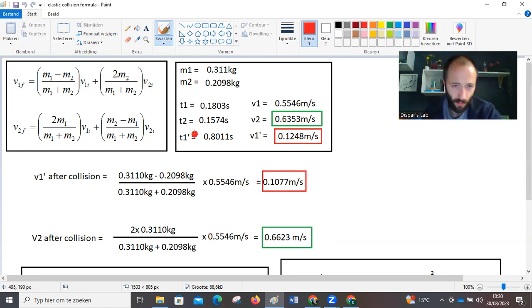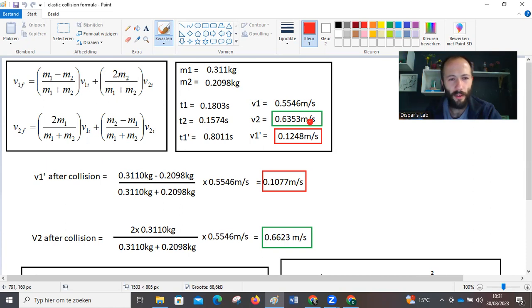Okay, so now the second card after collision. This is the actual result. And when I do the calculations, the predictions, we get 0.6623 meters per second. So the prediction is 0.6623, and the result is 0.6353, a difference of 0.03. Also pretty close, a little bit off, not too terribly much.